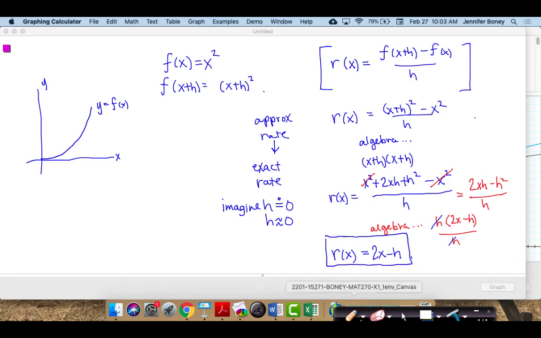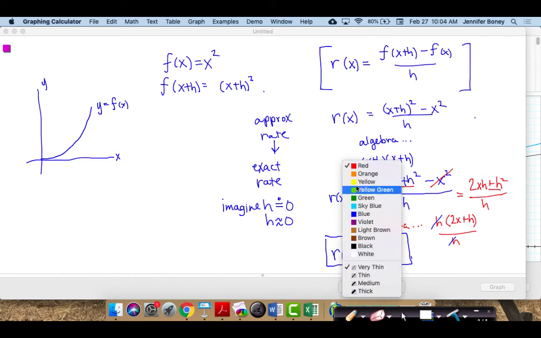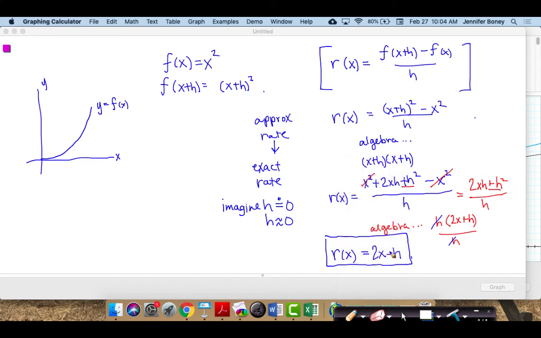Question? Oh, yeah, sorry. I was looking in the wrong spot. Yes, you're correct. Let me fix that. That's plus h squared. Plus h squared. That's plus h then. All right, so this is my approximate rate function still, right?